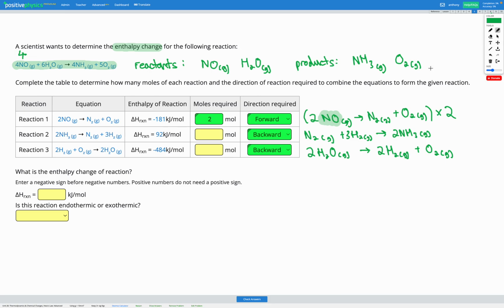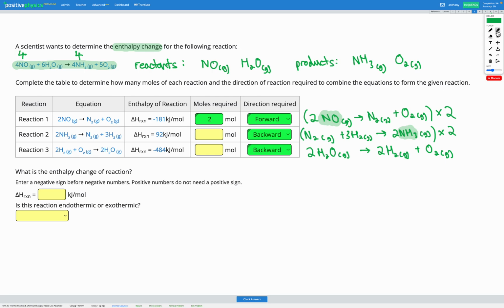In reaction 2, this is where we're producing NH3 ammonia. That's the only place NH3 appears in any of our 3 equations that we're using. In our goal equation, we have 4 ammonias, 4 NH3. So we must need 4 here as well. So currently we have 2. So again, we're going to have to multiply that whole reaction by 2. So we end up with 4 NH3s.